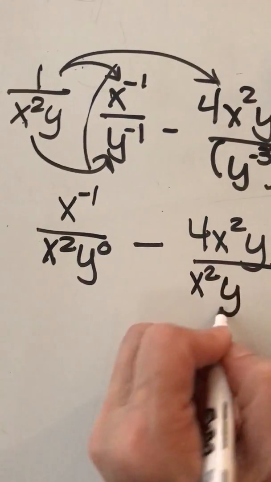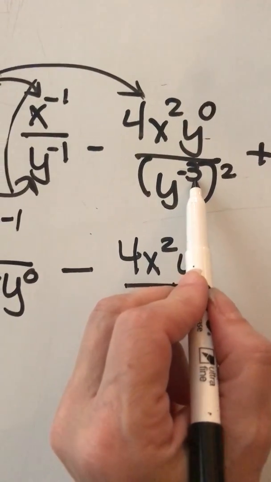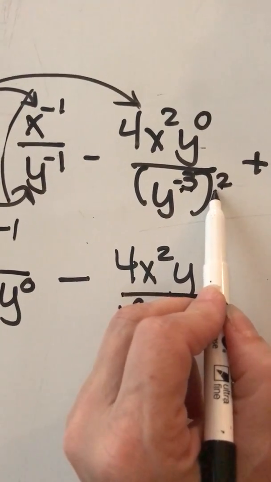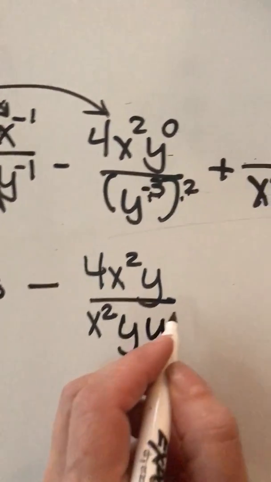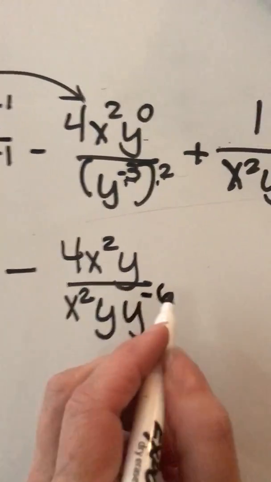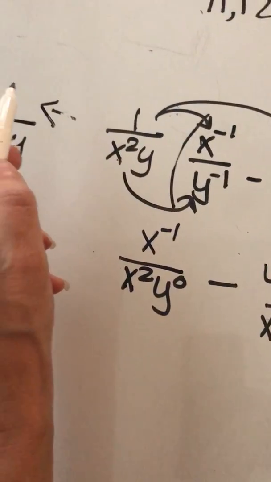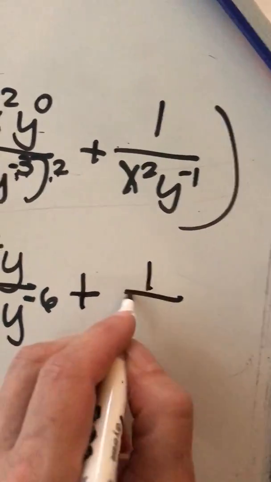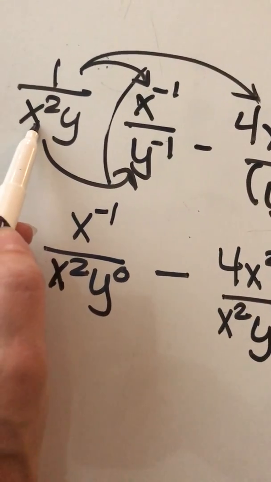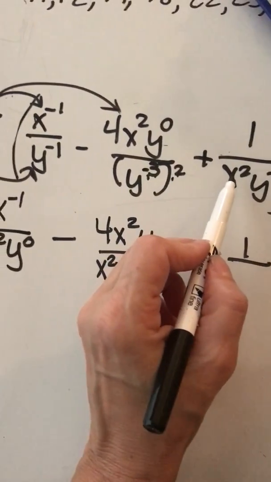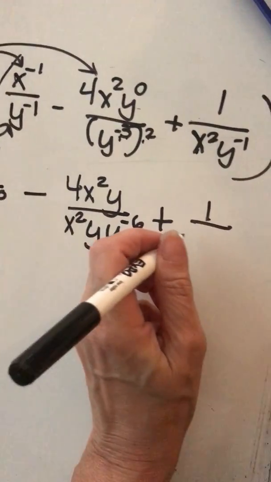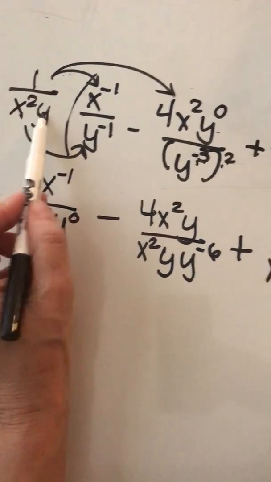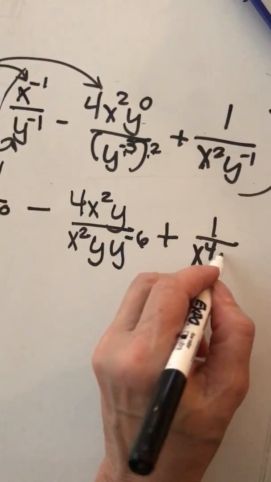Then I have x squared times y, and y to the negative 3 squared, a power raised to a power. The rule is I multiply. Negative 3 times 2 is y to the negative 6 plus 1 on the outside times 1 is 1. Then I multiply denominator times denominator, x squared times x squared. The rule is add them. So that's x to the 4th. Y to the 1st times y to the negative 1st is y to the 0.